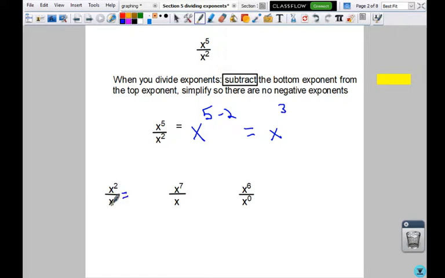If I have x squared over x to the 4, I have x to the 2 minus 4, which is x to the negative 2. But I don't want any negative exponents, so I got to flip it. Put it on the bottom. Put 1 on top, and I'm going to have x squared on the bottom, like that.